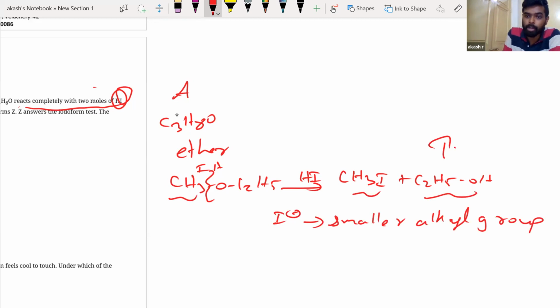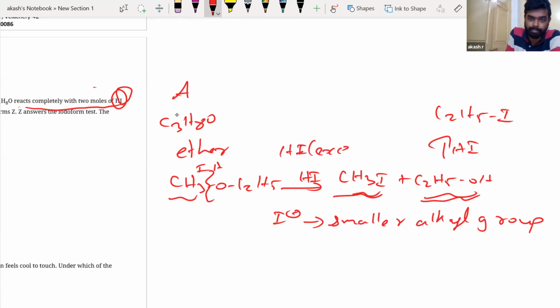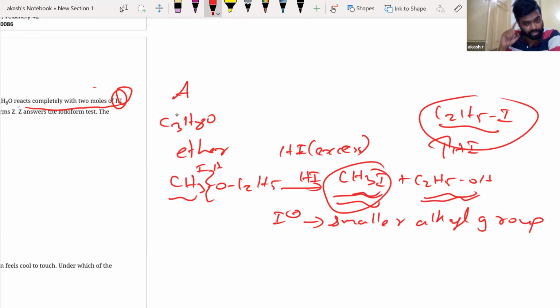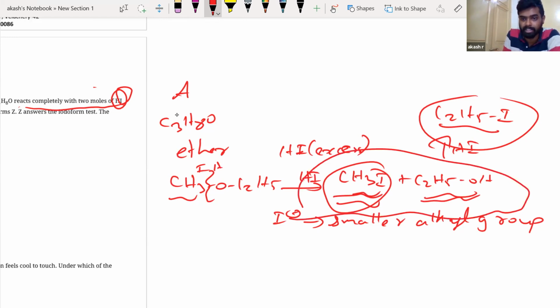Now, if I had 1 more mole of HI, nothing will happen to this, right? But this C2H5OH will convert into C2H5I, nucleophilic substitution, right? Or I can even write HI excess. If I write HI excess, or even if I write HI 2 moles, you will see that this and this is this, and this would have been the product. But if I give you just 1 mole of HI, this would have been the answer. That is CH3I plus C2H5OH.